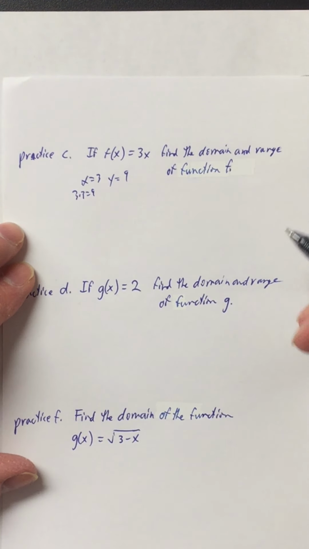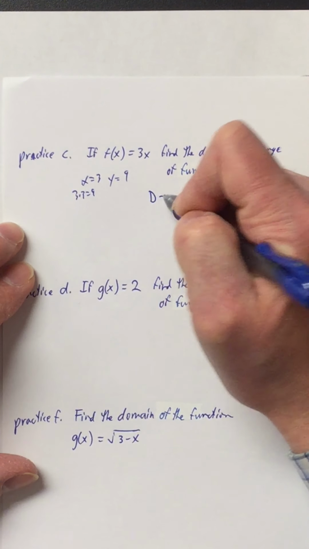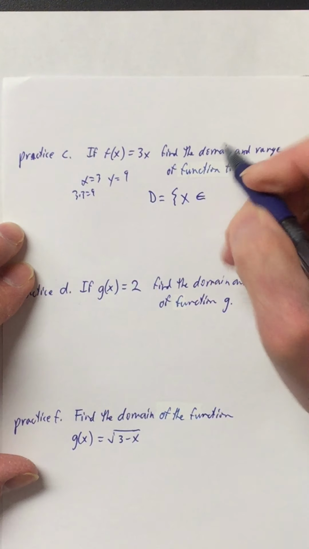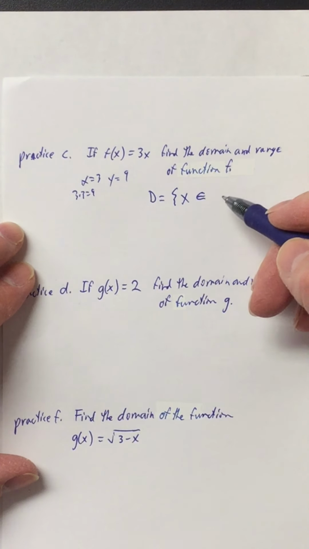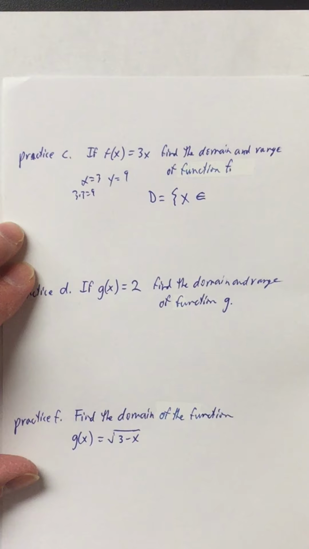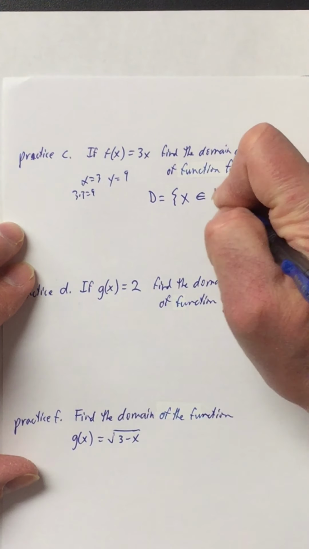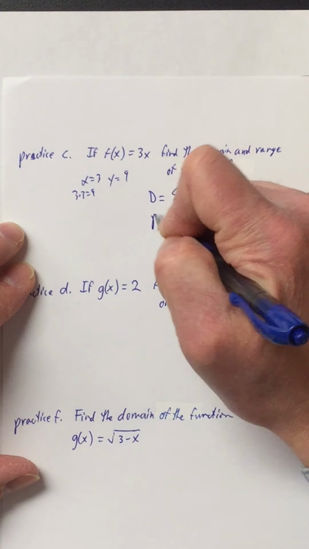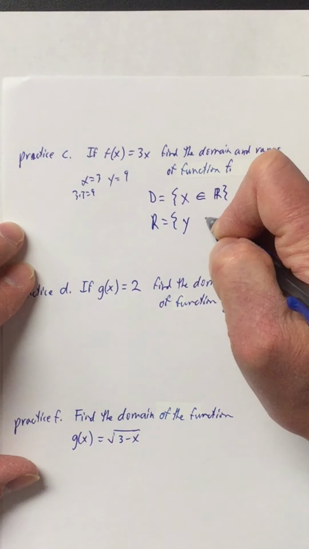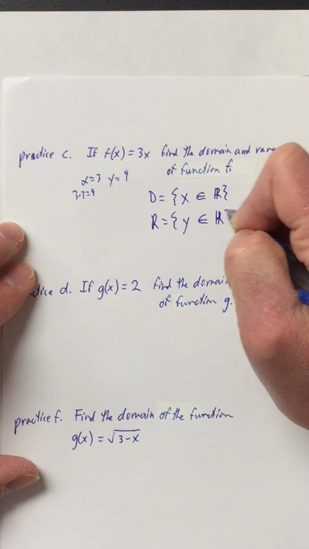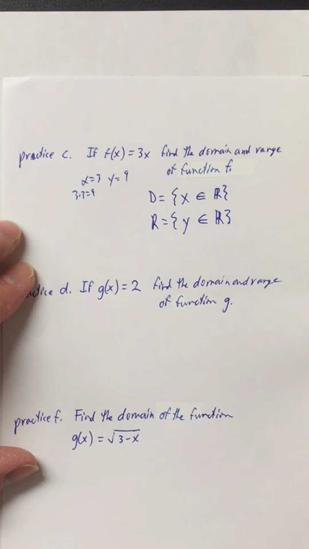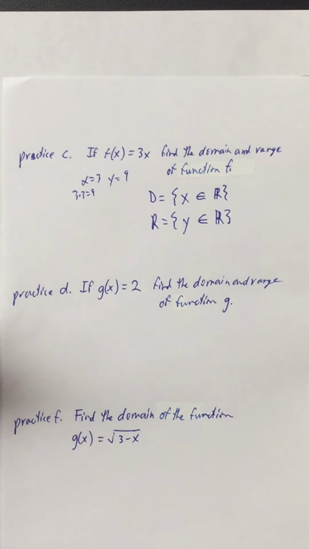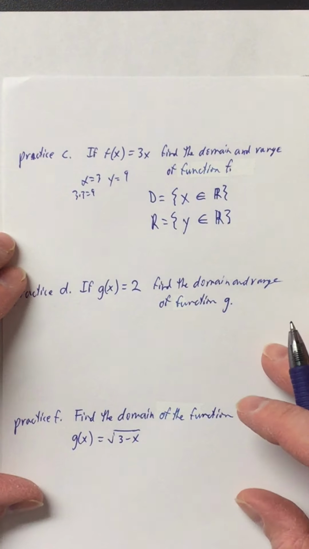So our answer to this one simply is the domain is equal to x as the element, this little weird looking E is the elements of. Remember, sets are made up of elements. So all real numbers. And then the range is equal to y, which is the element of all real numbers. In other words, every real number, every number works inside of this. It doesn't have anything that it's limited like we saw in our graphs.